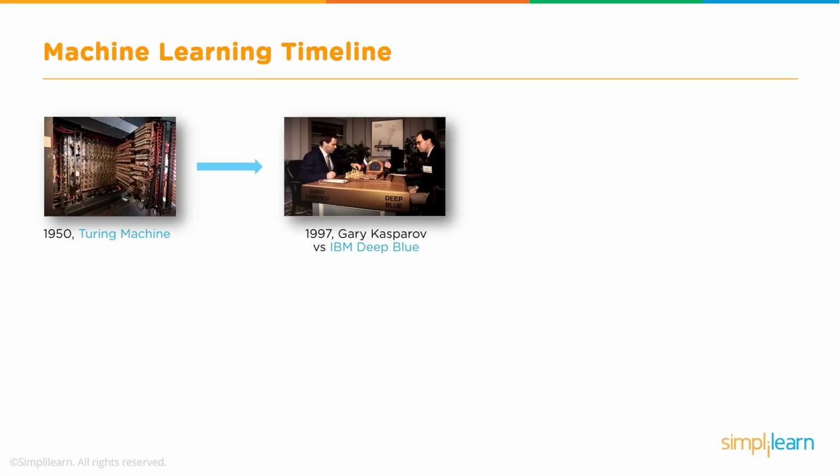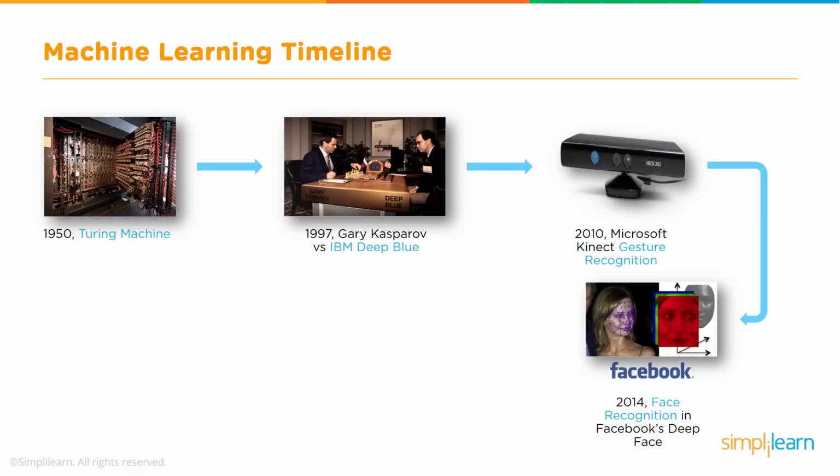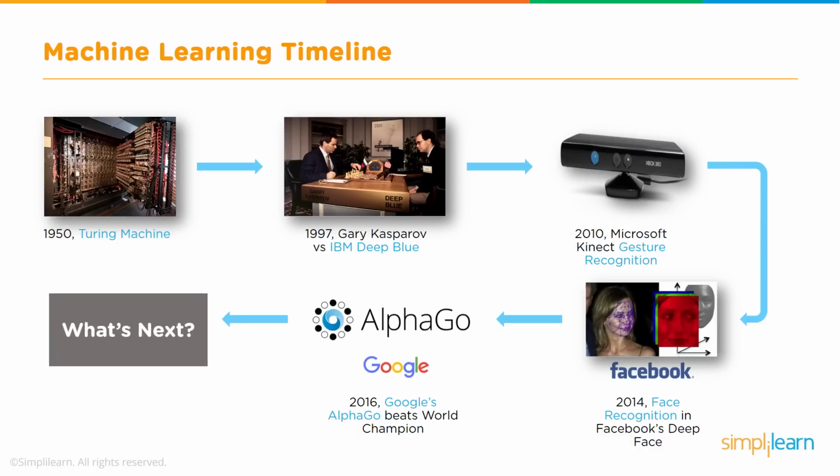In 1997, Garry Kasparov, the world chess champion, was beaten by IBM Deep Blue, which was their AI. In 2010, Microsoft Kinect was released, which was an accessory of the gaming console Xbox 360. People could interact with computers using their gestures. In 2014, Facebook's DeepFace face recognition system was introduced, which could determine who was present in a photo. In 2016, Google's AlphaGo, which is their AI, beat the world champion at the game of Go. So what's next for machine learning? The possibilities seem endless, so we'll talk about this a little later in further detail.